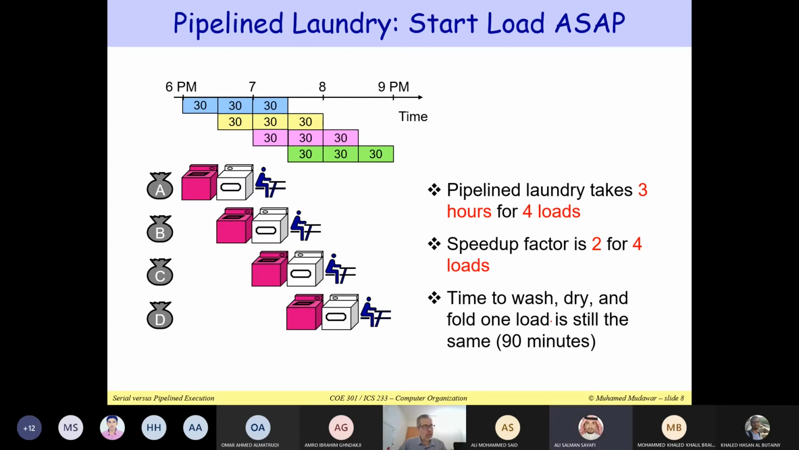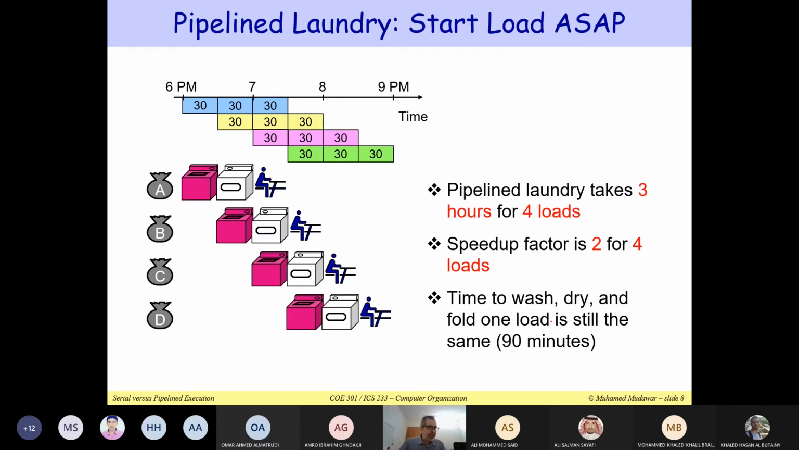Yes. Now notice that the time to wash, dry, and fold is still the same. We did not really change anything. It still takes 90 minutes to wash, dry, and fold. What we did is that we tried to use these three resources in parallel at the same time. So we overlapped the use of the washer, the dryer, and the human resource. These three things are operating in parallel rather than waiting for the complete load A to complete and then starting load B.